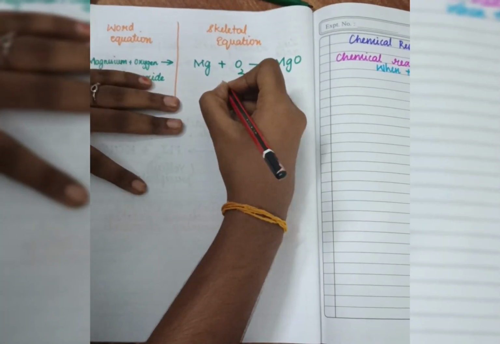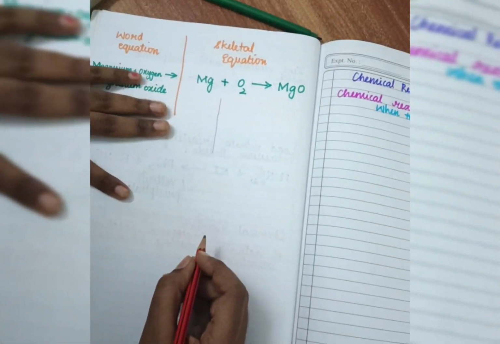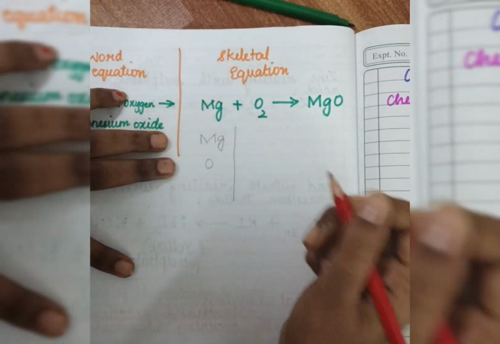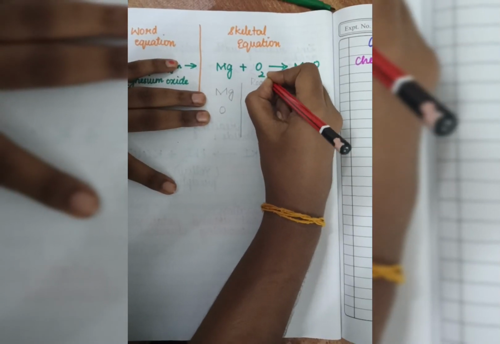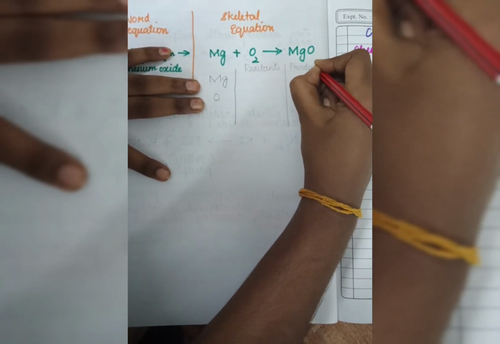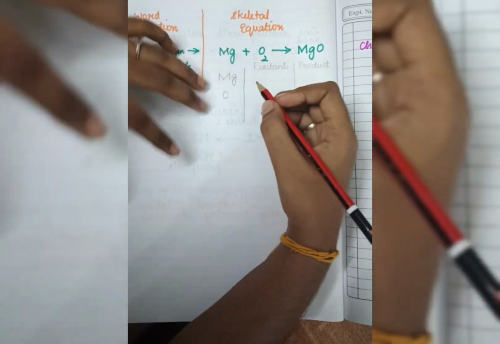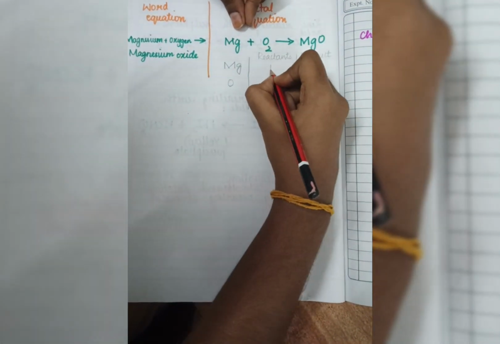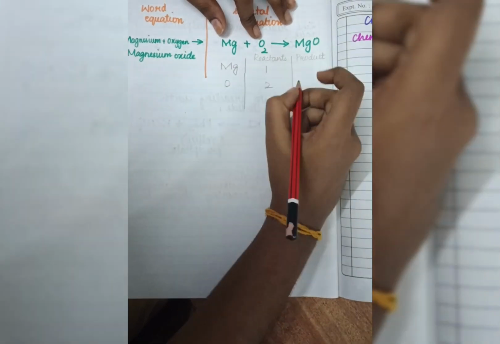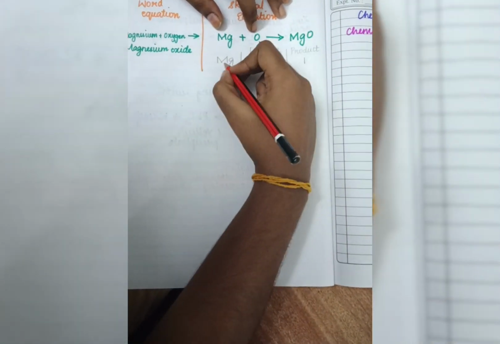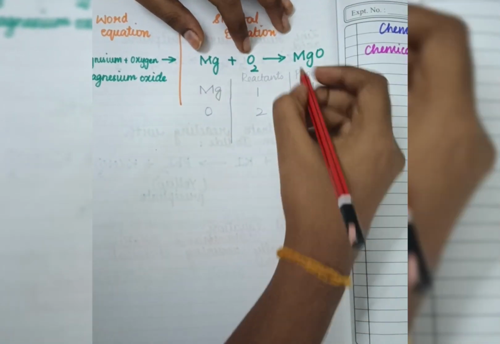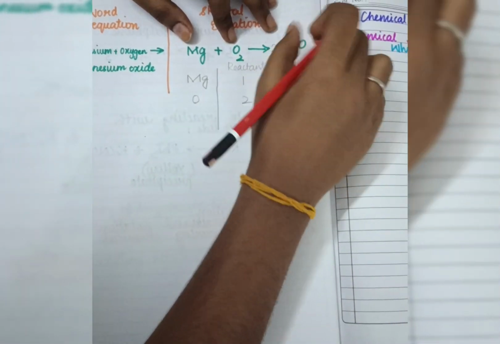How can we balance? One easy method is that first you write whatever elements are present in the equation. We have magnesium and oxygen. Reactants, product. On the reactant side, how many magnesium do we have? Only one magnesium. Oxygen, two oxygen. Whereas we have only one magnesium in the product side and only one oxygen in the product side. When we balance this reaction, we should add 2 before this product.